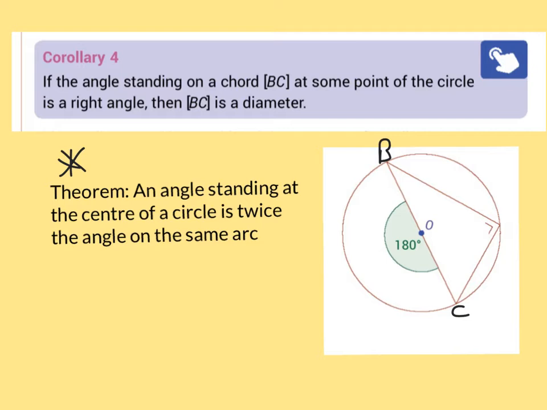And this theorem says that an angle standing at the centre of a circle, so an angle like so, which we know is a straight angle, okay? So that's a straight angle, 180 degrees, is twice the angle on the same arc, and we can see that this angle is on the same arc. So it's on the exact same arc because it goes B to here to C, and our angle here goes from B to C. So if this is twice this angle, then we know that has to be 90 degrees.